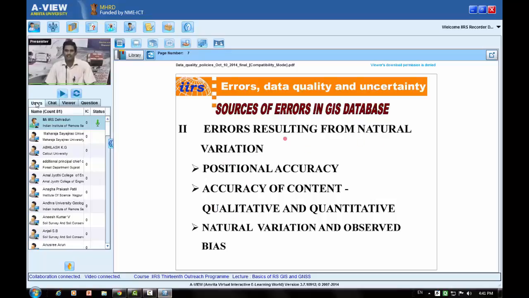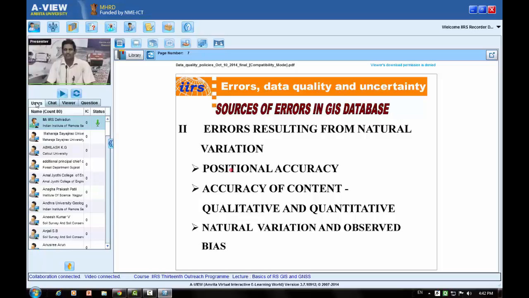And the second source of errors is natural variation. As I mentioned, an example is the coastal line. I also gave it in the geographical phenomena. There we are giving a demarcation of the coastal line, but what you are talking about is the middle line of the coast. But there is high tide and then low tide, so the line also shifts. Because of that, your accuracy also changes.